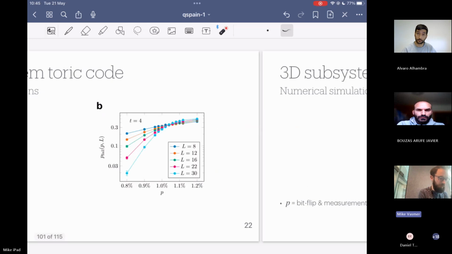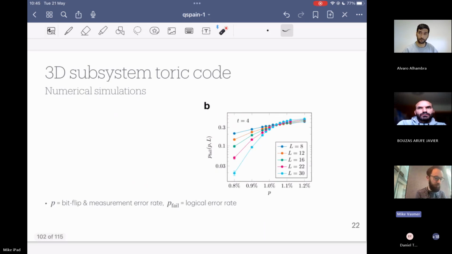So what you're seeing here is an error threshold plot. You can think of this L here as the lattice size, so it's equivalently the code distance, and this is the bit flip and measurement error rate. We have an error model where all of our qubits have a bit flip with probability P, identically and independently distributed.